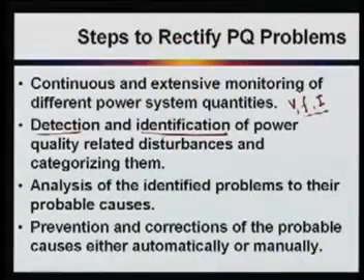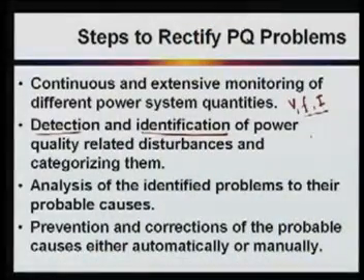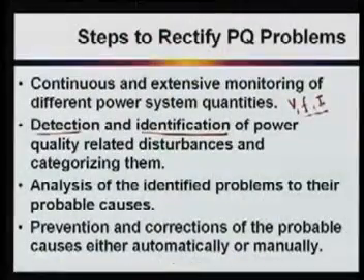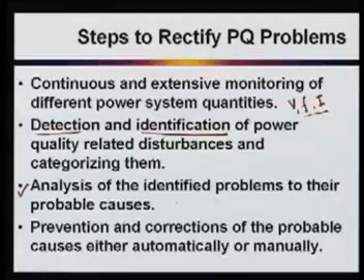So the detection and the identification of the power system quality related disturbances, and categorizing them: we can measure the frequency, voltage, and current, then we can detect whether it is a voltage sag, voltage swell, interruption, transients, harmonics, notches, flickering, or some sort of noise. Once you have detected it, you have to identify which type of power quality problem it is. Then you have to analyze, and that is known as the analysis of identified problems to their probable cause.